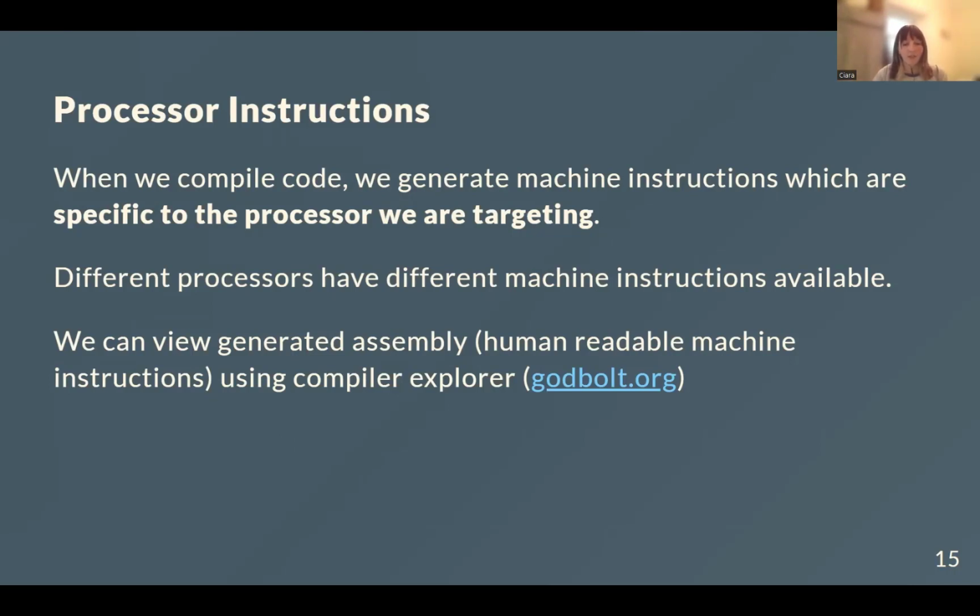And we can view the generated assembly, which is like human readable machine instructions, using Compiler Explorer, which we're going to be doing a lot of. If you haven't used Compiler Explorer before, which you might not have done if you haven't used C++ much before, or you just haven't heard of it, it's brilliant for viewing how things get converted to assembly. You can view the compiler output, you can target different architectures, you can add different compiler flags. It's excellent.